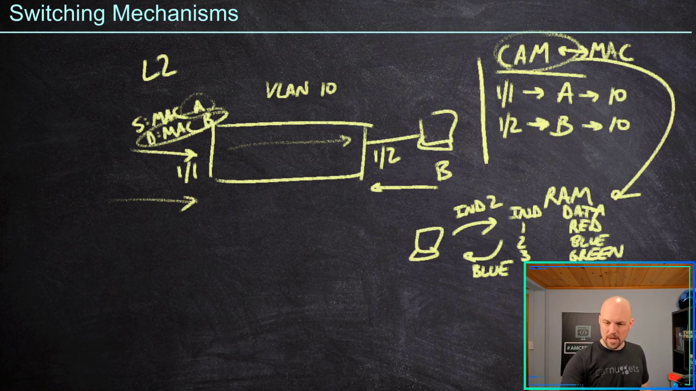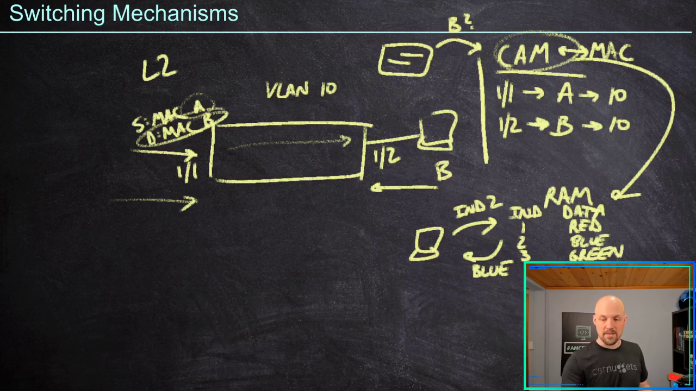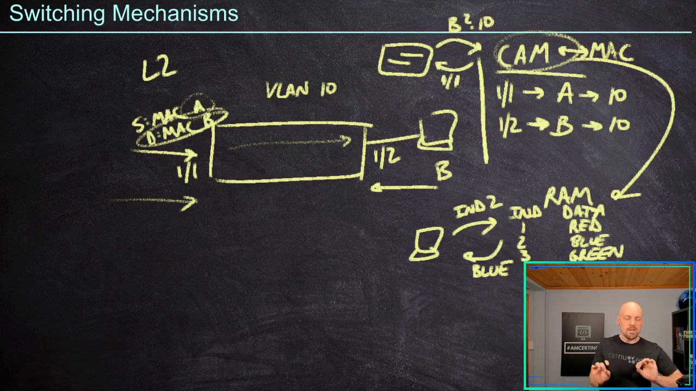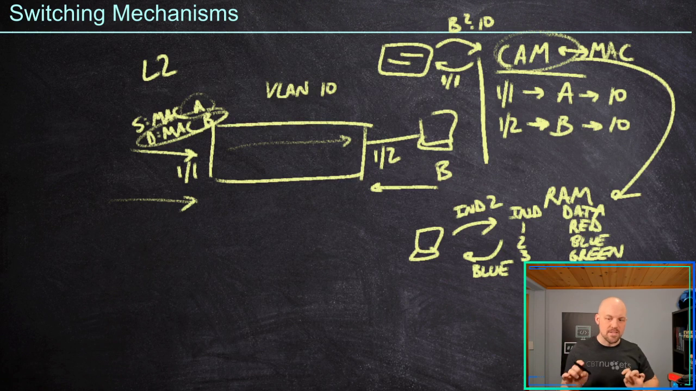I'm going to say, you know what? Here's my switch now. My switch is going to go to the CAM and say, do you have B in there? And if B exists in there, the CAM table is going to respond with the information. Specifically, by the way, we're going to say B and 10 in VLAN 10's CAM space, and then we're going to get back the port. So it's a little bit of a nuance, but it's significant.